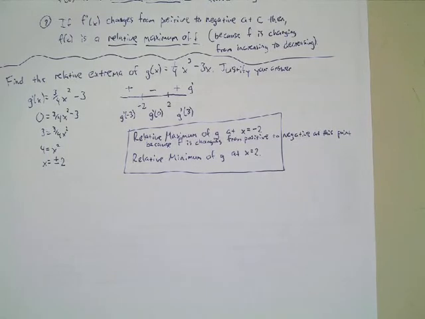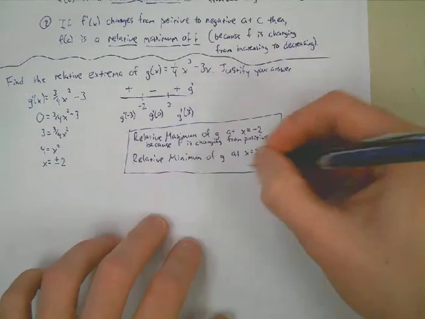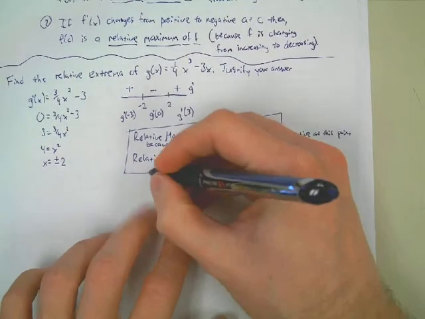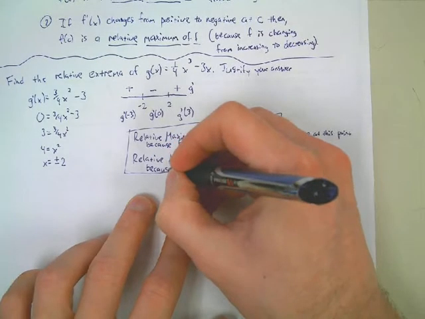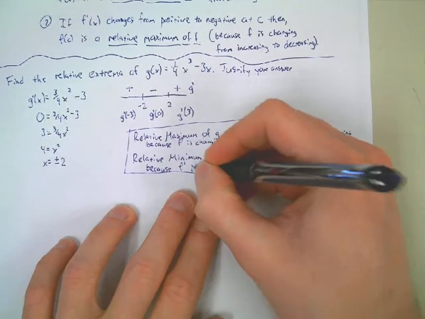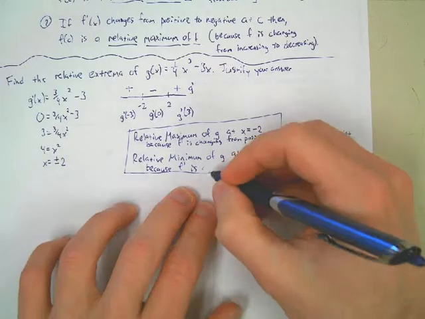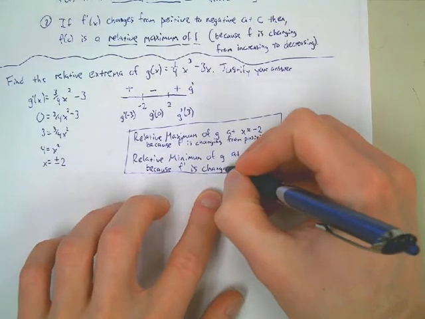Okay. And then the relative minimum is of g at x equals 2. Because f prime is what? It's changing from negative, yes, negative to positive at this point.